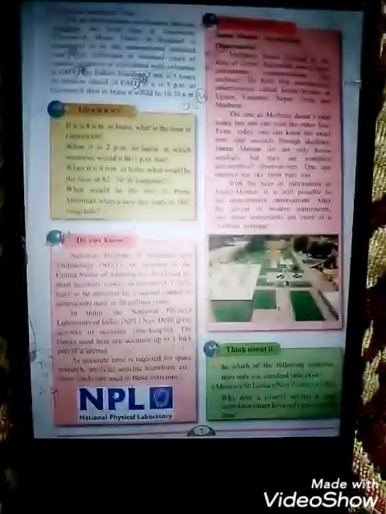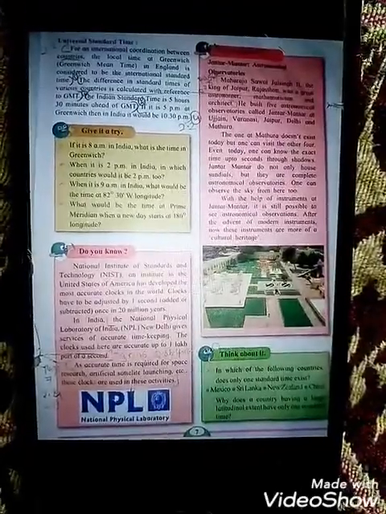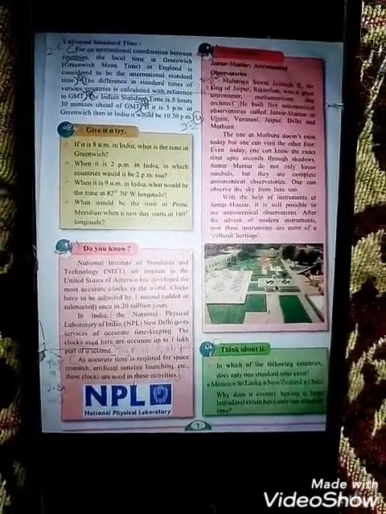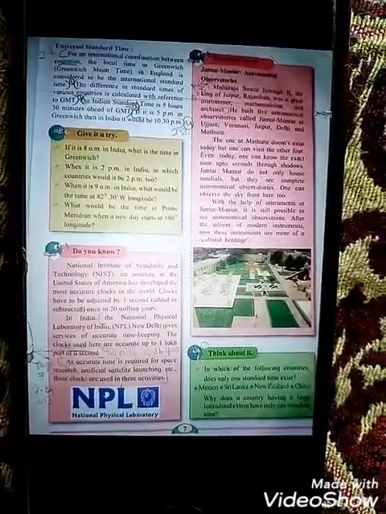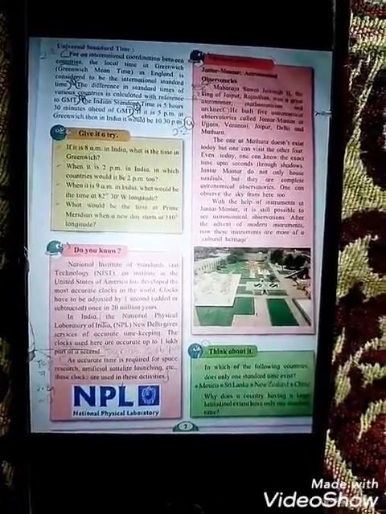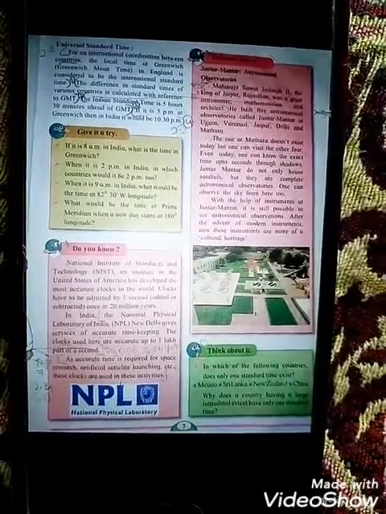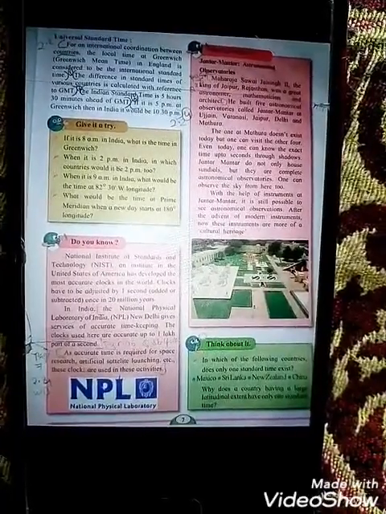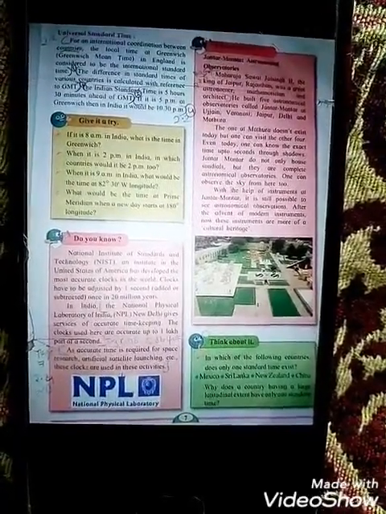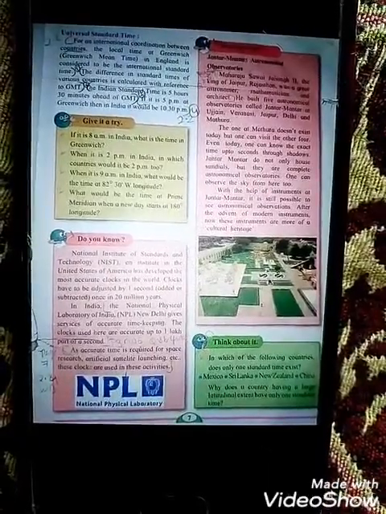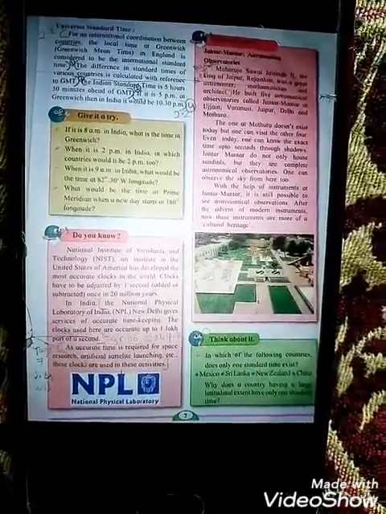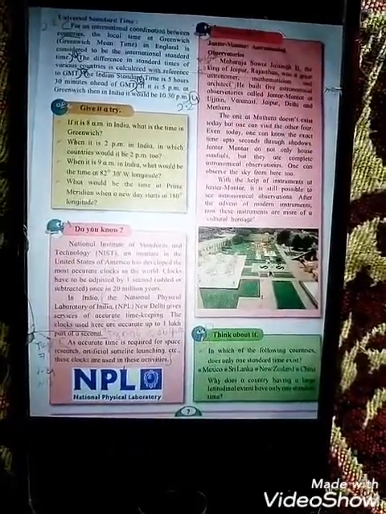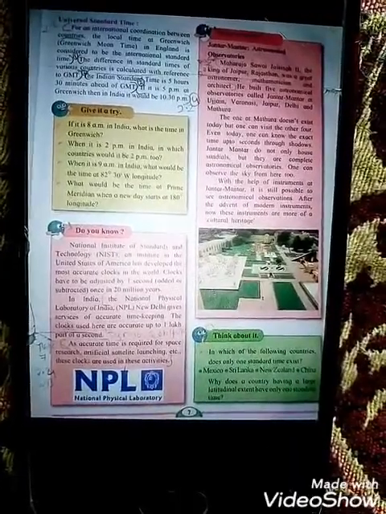Now do you know the National Institute of Standards and Technology, that is NIST, an institute in the United States of America, has developed the most accurate clock in the world. The clock has to be adjusted by 1 second, added or subtracted, once in 20 million years. So the question will come: NIST means what? That is National Institute of Standards and Technology.